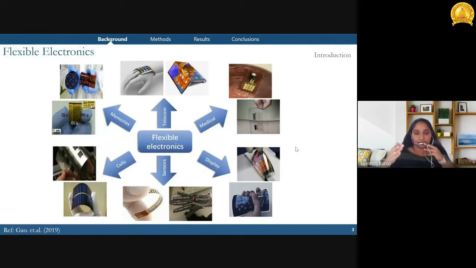So flexible electronics is a branch or subclass of electronic devices which are made up of flexible substrates. That is, substrates which can be conformal or stretchable in nature, right? We know that there are many substrates. You would know what a substrate is, right? These substrates can be paper, plastic, or flex glass.